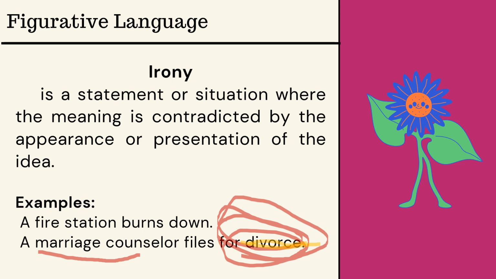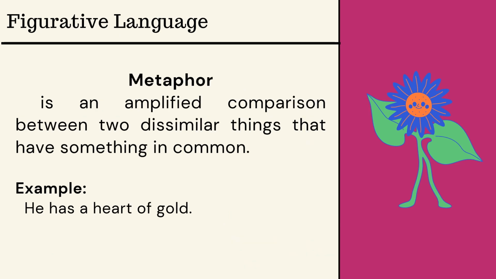Okay, next we have metaphor. Metaphor is an amplified comparison between two dissimilar things, or a direct comparison of two different things. Like he has a heart of gold. So here we have compared heart to a gold directly, right? Like lion is the king of the jungle. Lion and the king. Okay? Metaphor. We don't have to complicate things out. I know you already know this. So it's a direct comparison.